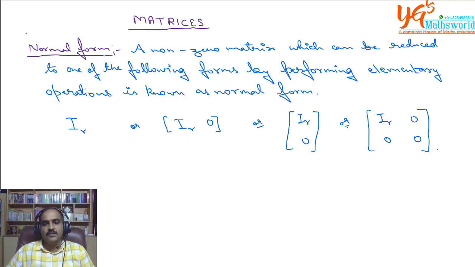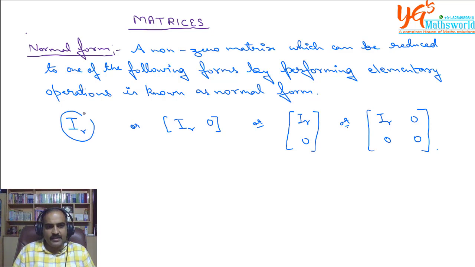Hello everyone. So today's chapter is matrices and the topic is normal form. A non-zero matrix which can be reduced to one of the following forms by performing elementary transformations or operations is known as normal form. Now what are the four types which we are dealing with?